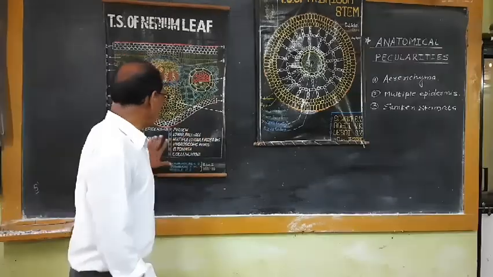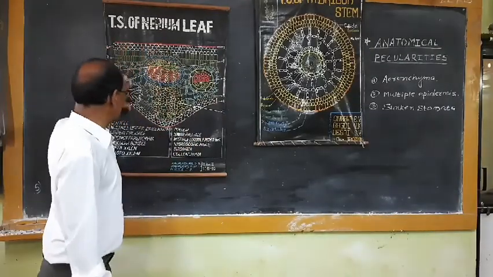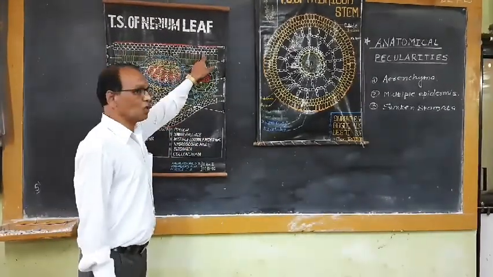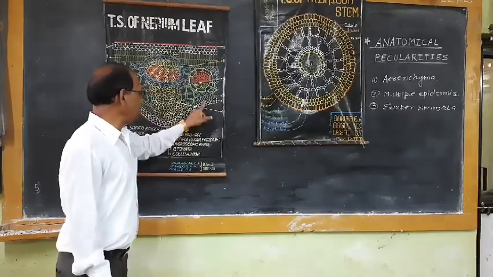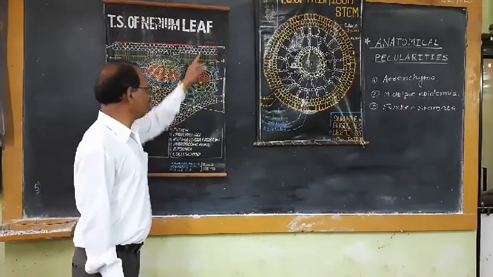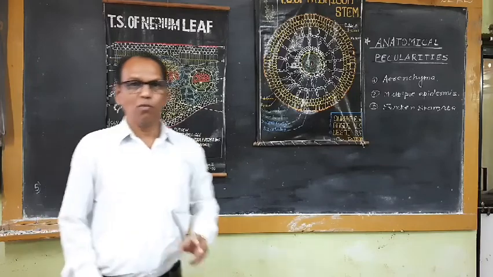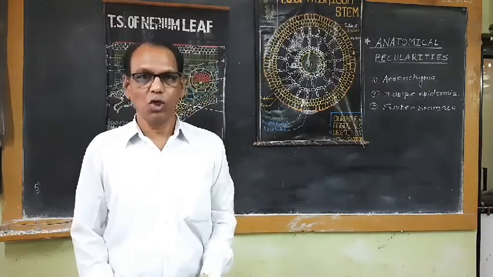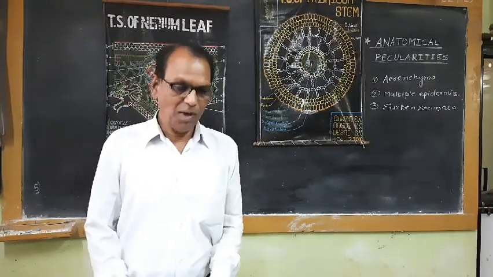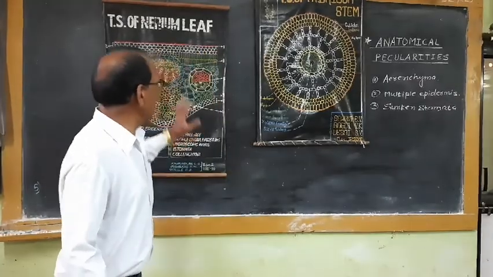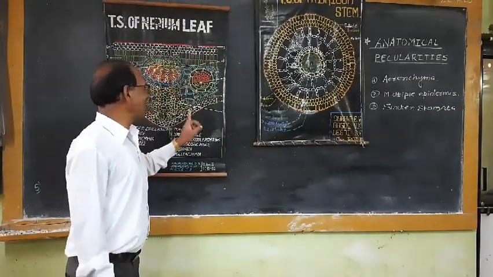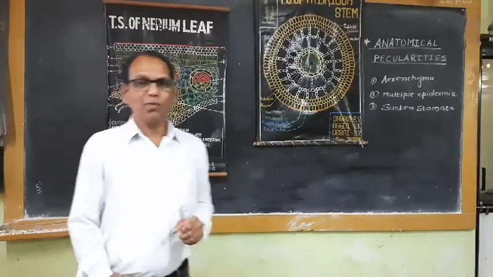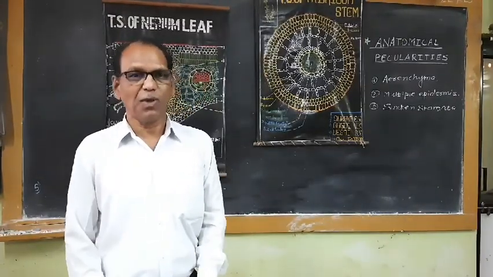That means if we take the transverse section of Nerium leaf and observe under microscope, the upper epidermis shows 1, 2, 3 layers. The lower epidermis also shows 1, 2, 3 layers. That means both epidermis layers are made up of more than one layer of epidermal tissue. That's why this multilayered epidermis in xerophytic plants like Nerium plays an important role in checking the rate of transpiration.